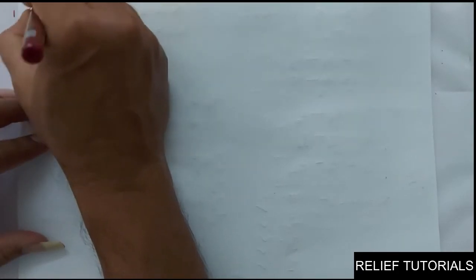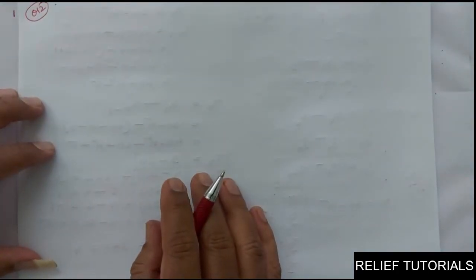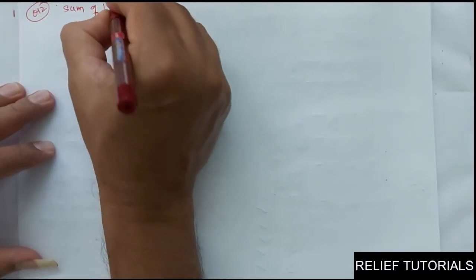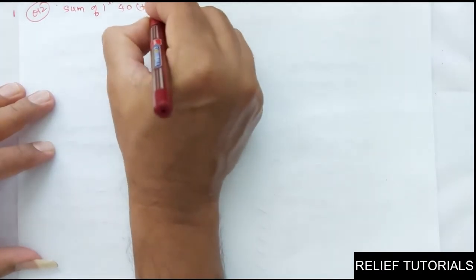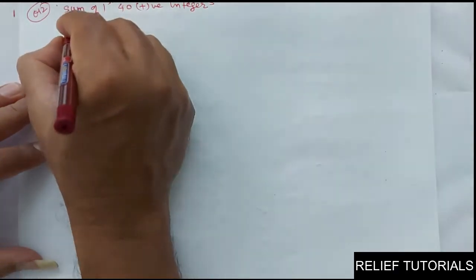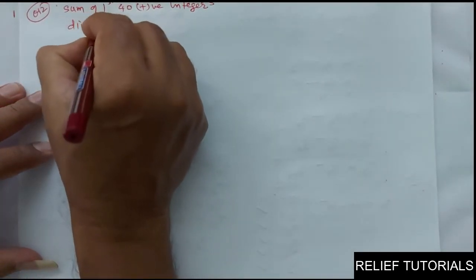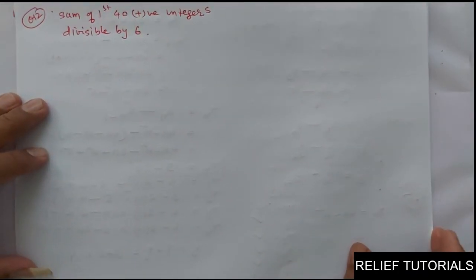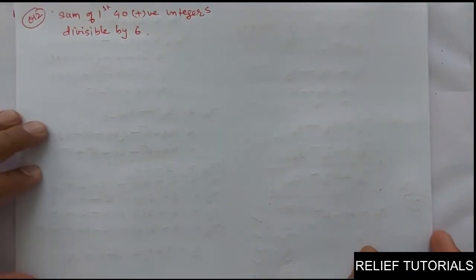Okay friends, now we have discussed question number 11. Now question number 12. Find the sum of first 40 positive integers divisible by 6. Sum of first 40 positive integers divisible by 6. So integers divisible by 6, first 40.